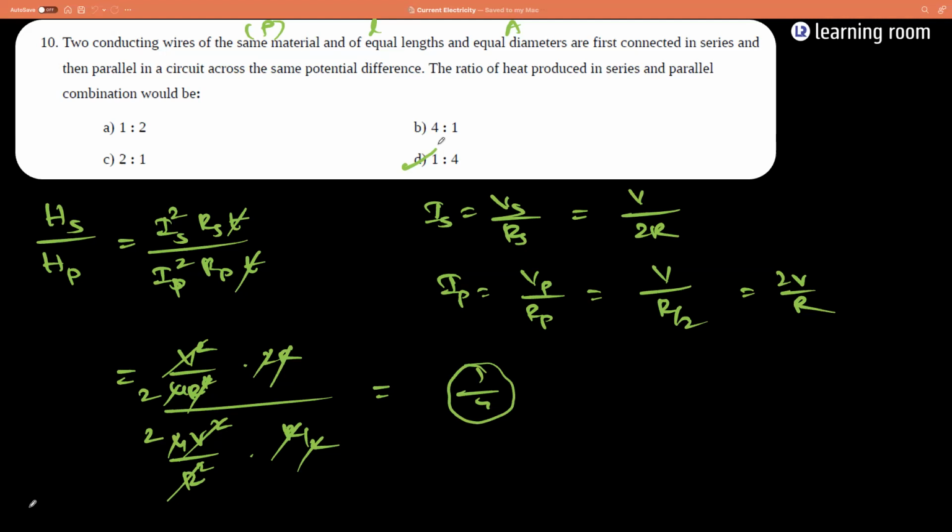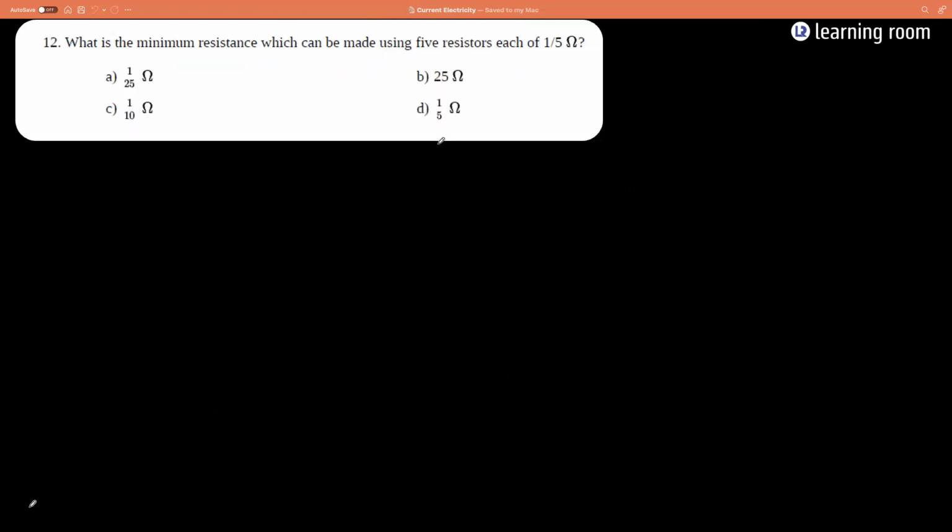Okay, next. What is the minimum resistance which can be made using 5 resistors, each of 1 by 5 ohm? 1/25. Minimum resistance is possible when you connect them in parallel. Maximum is possible when you connect them in series. So 1/25 will be the answer.